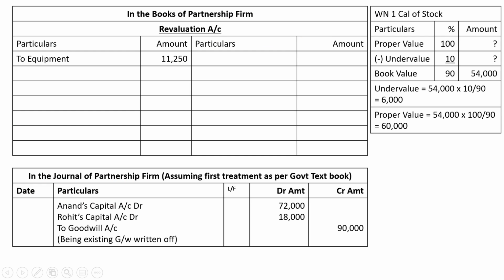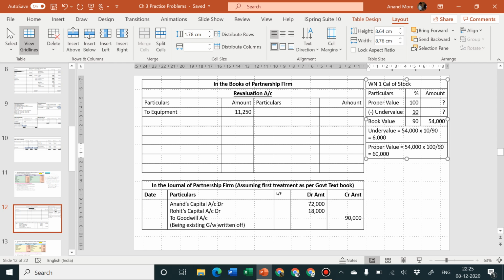So please tell me, what is the amount of entry of revaluation? 54,000 or 6,000 or 60,000? Yes, think about it. I am giving you 1 minute. Book value is the starting point, proper value is the ending point. So the entry should be of the difference between the starting point and ending point. That means the entry should be of rupees 6,000. Very good. If your answer is 6,000, that means you are correct.